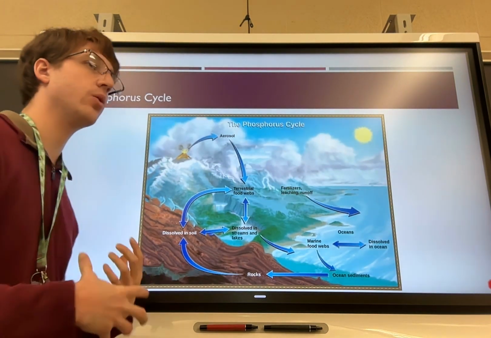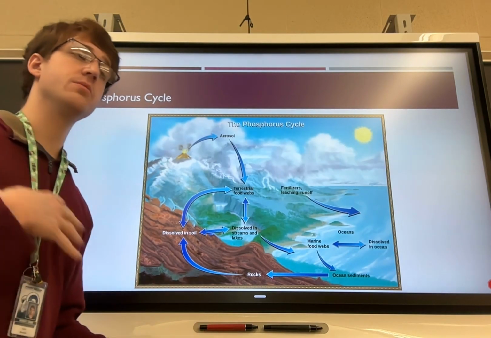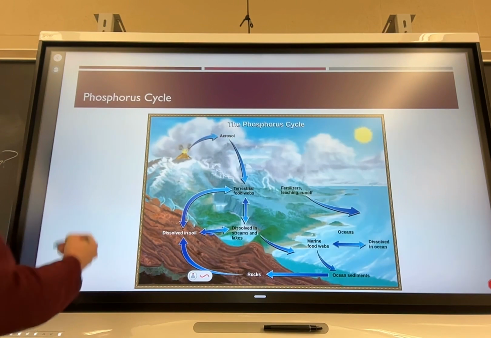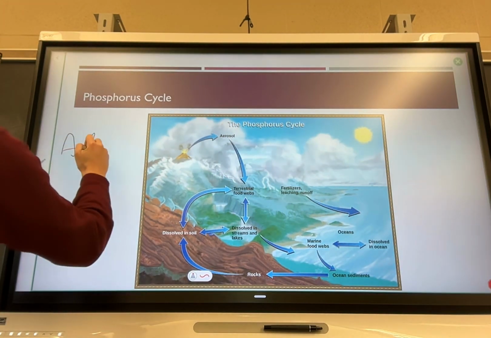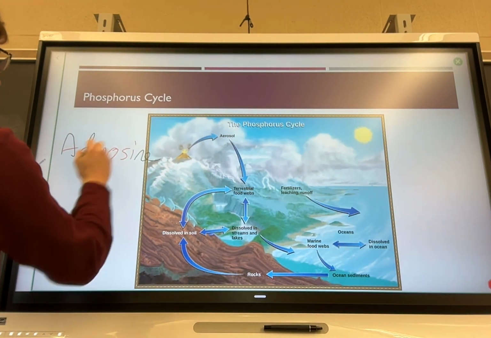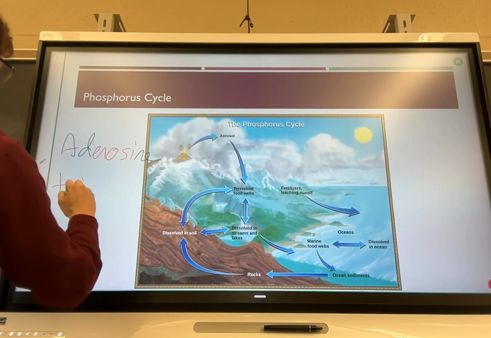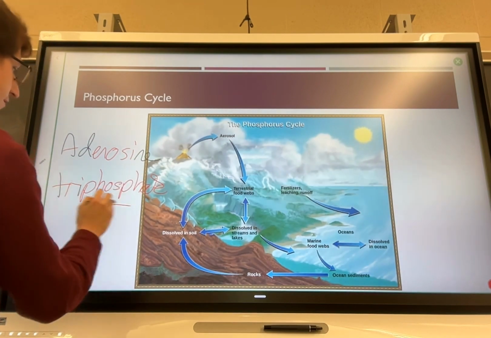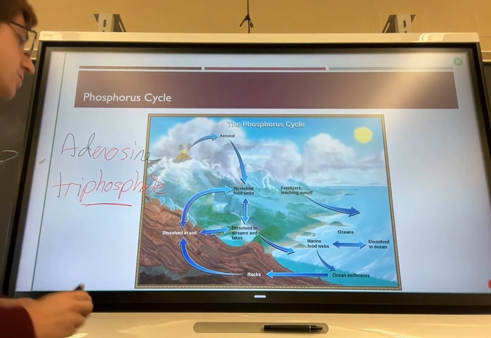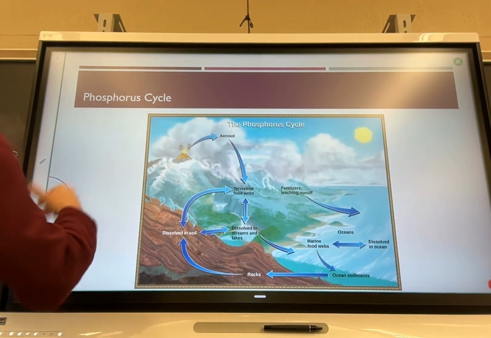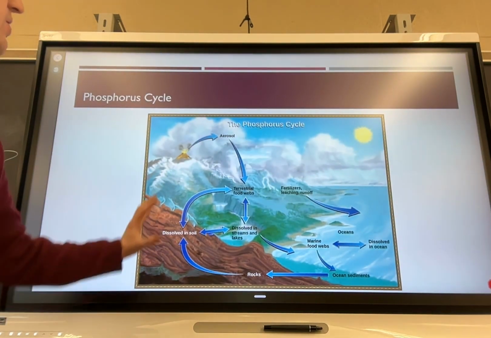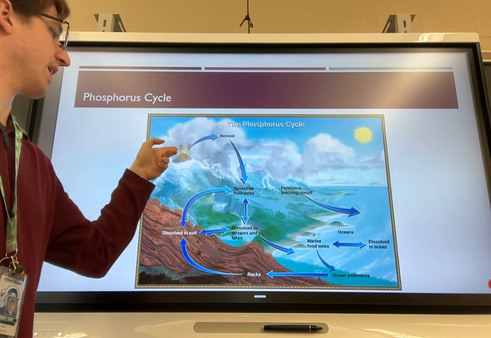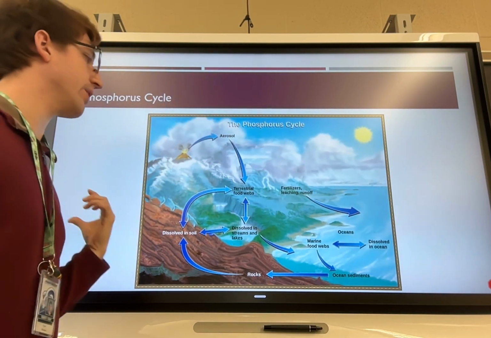The phosphorus cycle, all organisms need phosphorus. If you remember back earlier in the year, we said we had adenosine triphosphate. This phosphate uses phosphorus. So phosphate is a phosphorus compound. And phosphorus is going to be absorbed into the air as aerosols. So for example, this volcanic eruption releases phosphorus into the air.